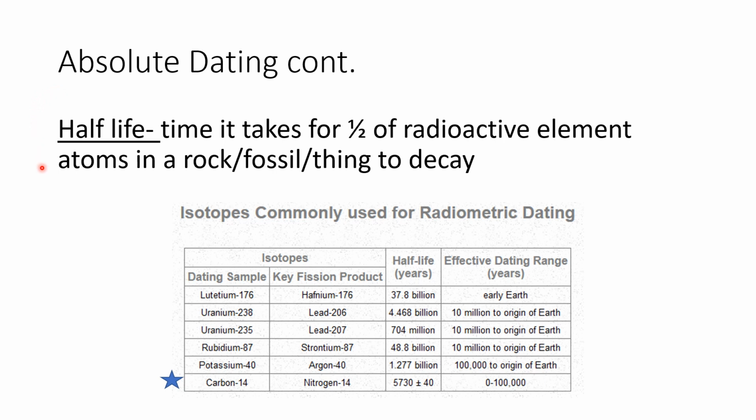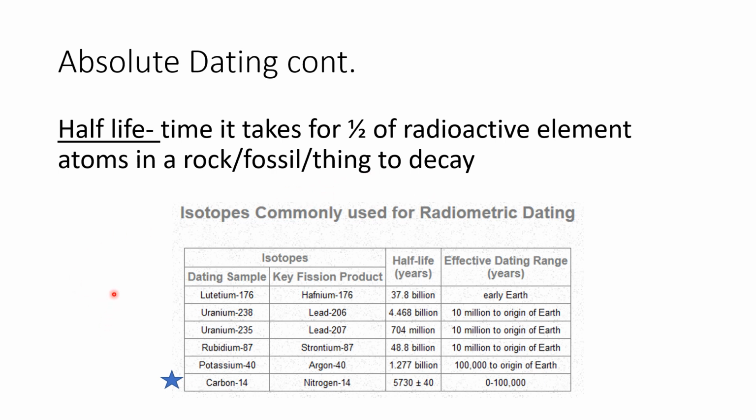So the main way that we use this radioactive decay is by looking at the half-life of the radioactive elements. So half-life is the amount of time it takes for 50% of that amount of radioactive element to decay in the rock or fossil or whatever the thing is that we're doing absolute dating on.